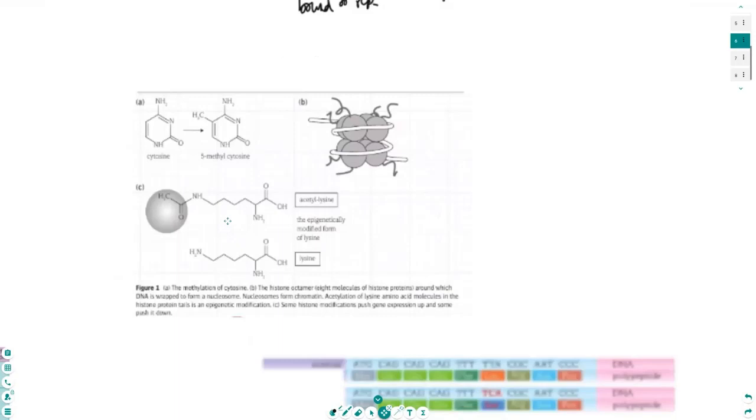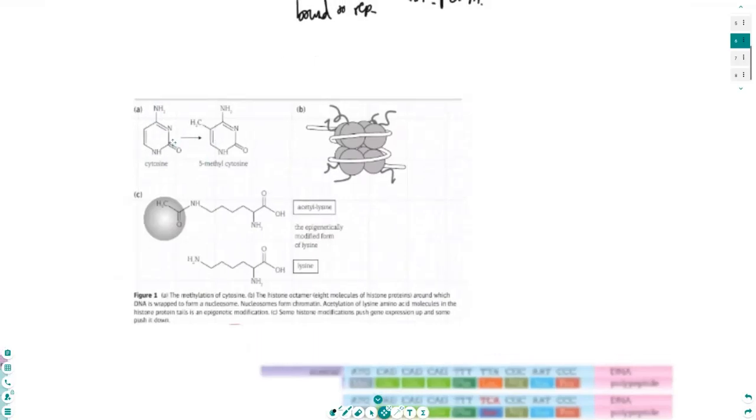before with epigenetics. So here we have cytosine. So this is an example of a methyl group being added. So this is an example of methylation. So cytosine can become 5-methylcytosine, and those methyl groups can prevent transcription in eukaryotic cells. And also here we have histone acetylation.